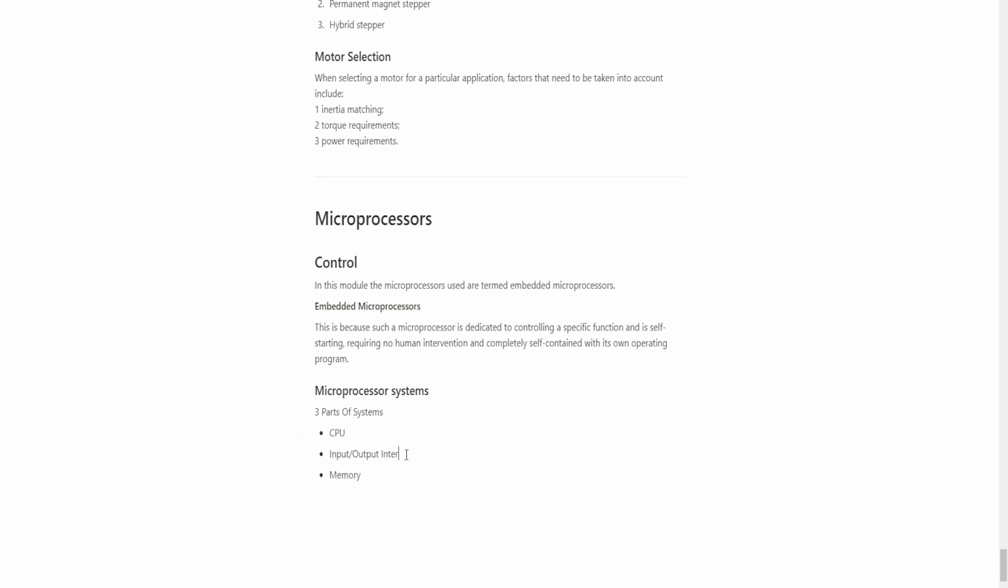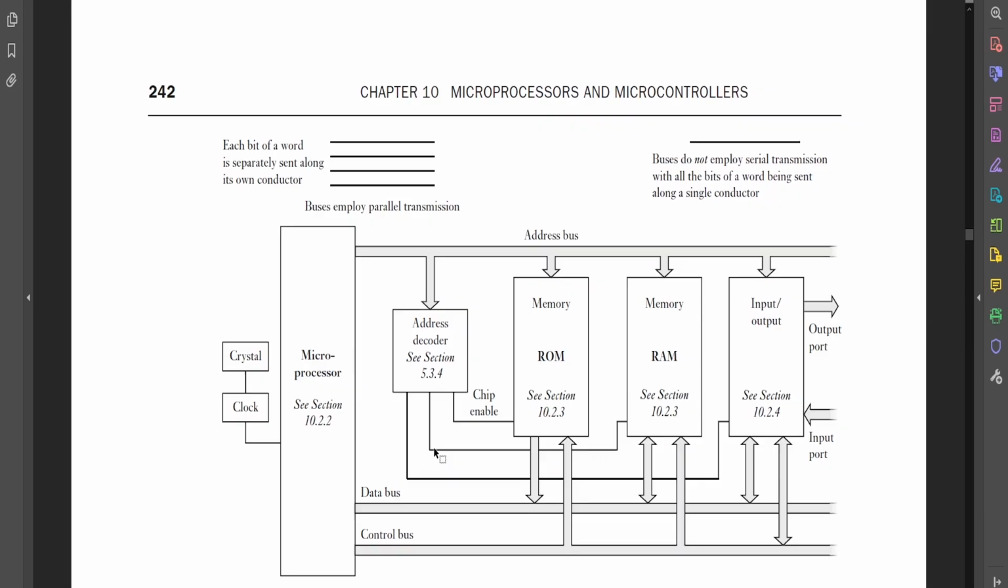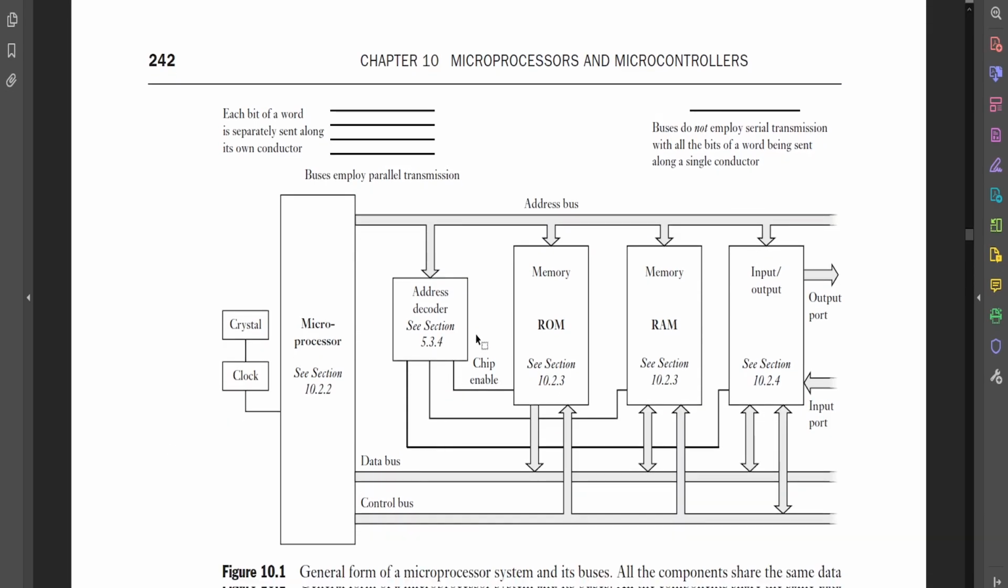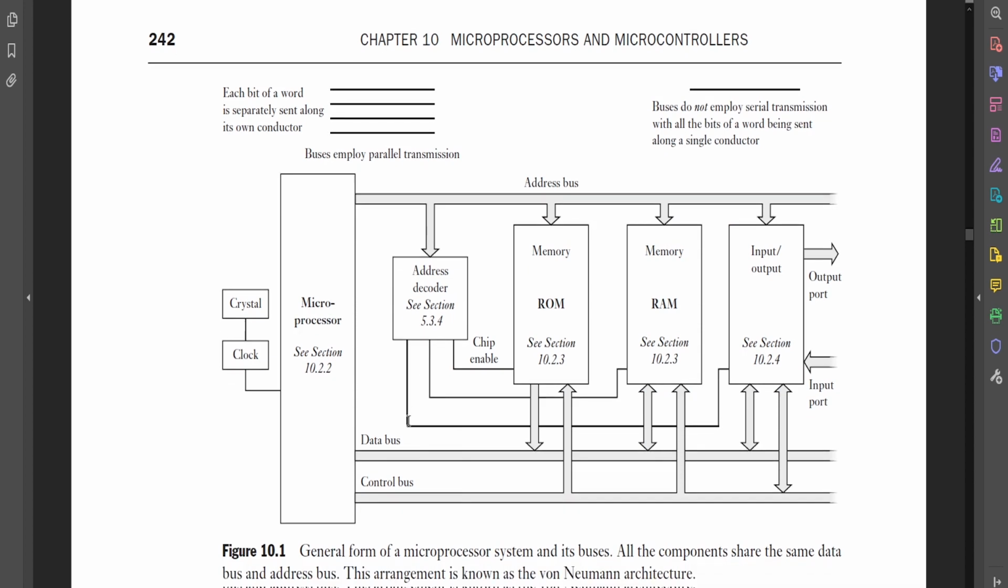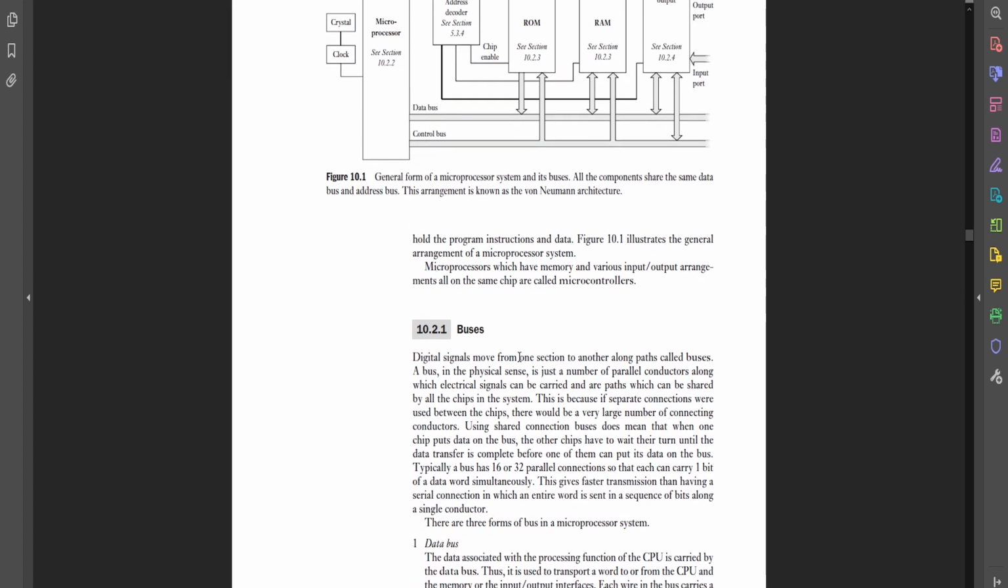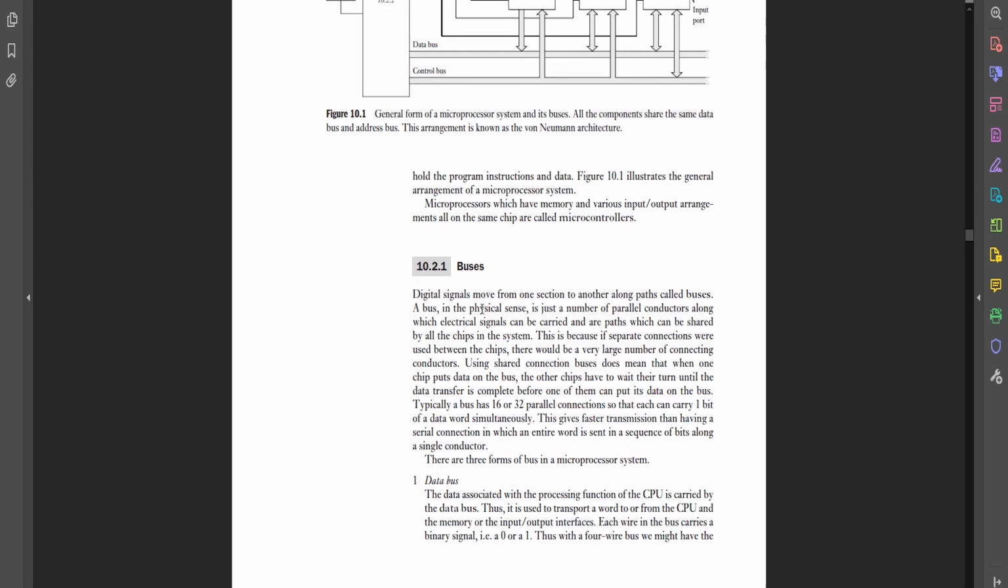Input output interfaces. Oh, we're lagging a bit. All right, so buses, I kind of already know what buses are. Maybe we can just put a basic definition of buses: digital signals move from one section to another along paths called buses.